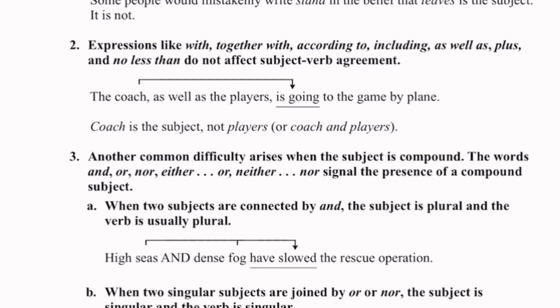Another common difficulty arises when the subject is compound. For instance, when we use the words and, or, nor, either or, neither nor, that signal the presence of a compound sentence subject. What do we mean? It means we have more than one subject there. The question is, what will now determine our verb? Which subject will determine our verb? Let's take it one after the other.